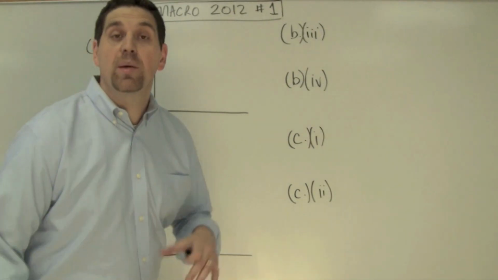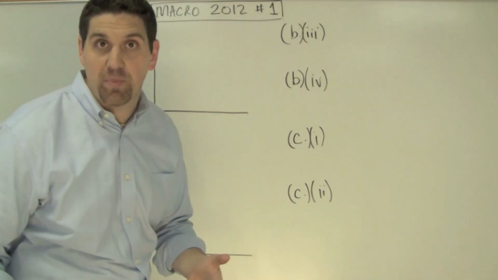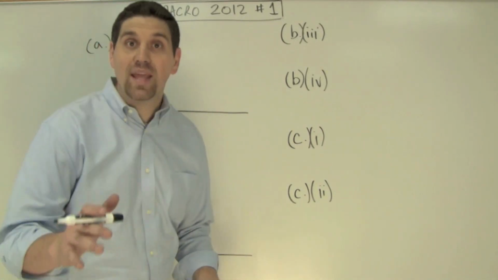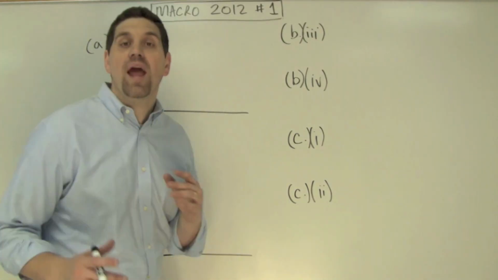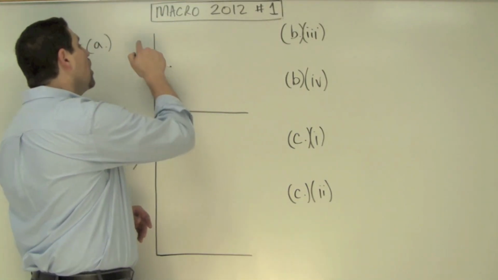So here's one of those free responses that pulls from multiple different units. It's the Macro 2012 question 1 free response. It starts off by telling you there's a country called Rankinland and it's currently in a recession. Part A asks you to draw the production possibilities curve, assuming this country only produces clothing and food.